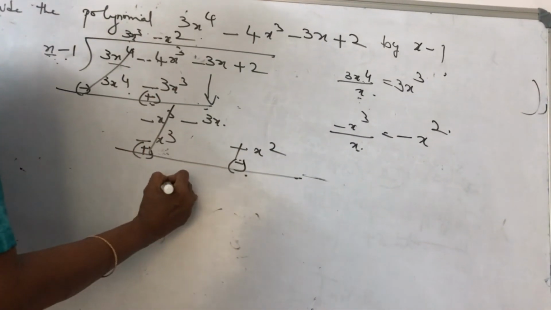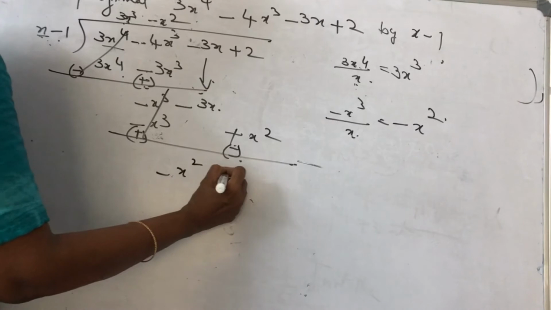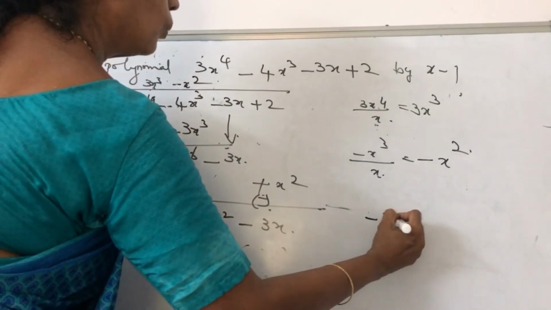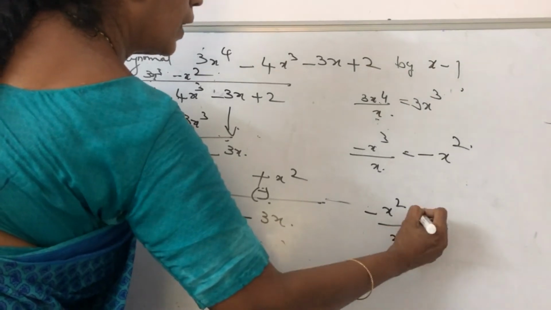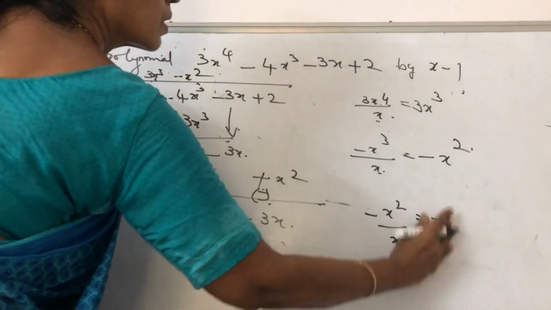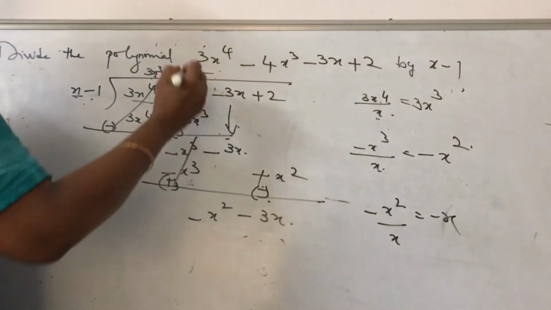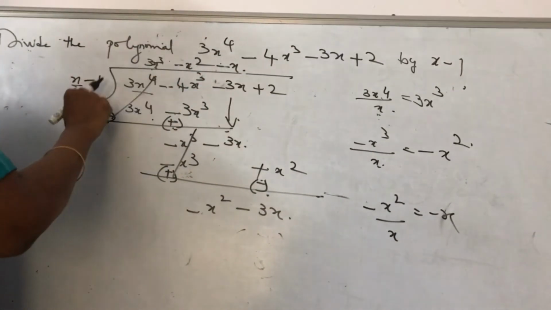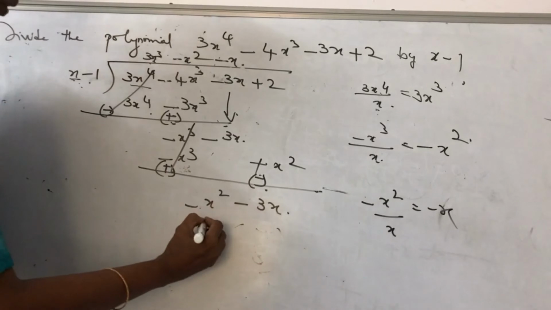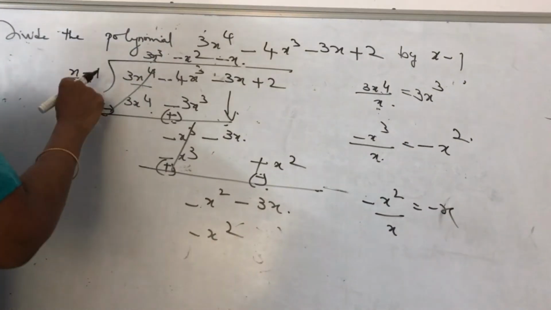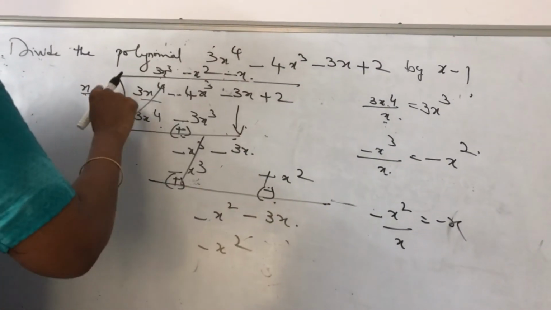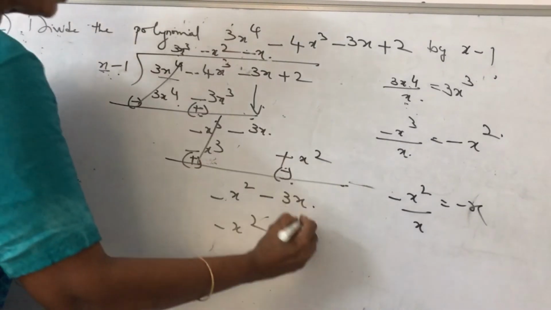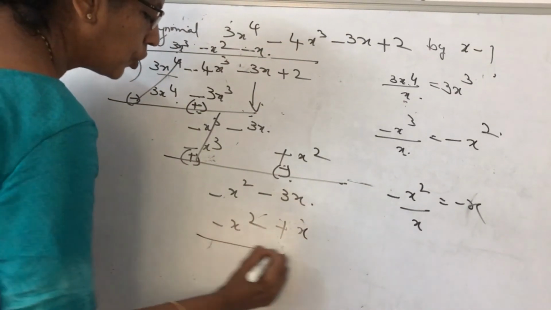x minus x squared minus 3x. The same method, children. What is minus x squared by x? Minus x. Multiply. Plus into minus, minus. x into x, x squared. Minus into plus, minus into minus, plus 1 into x, x. Change of sign.